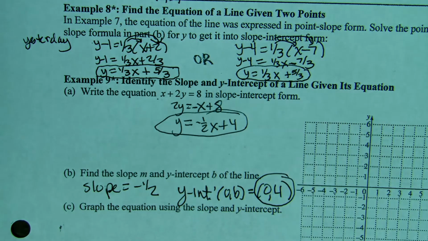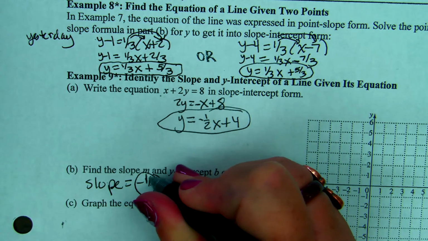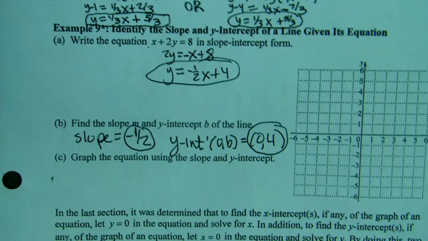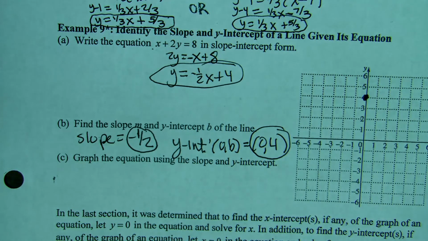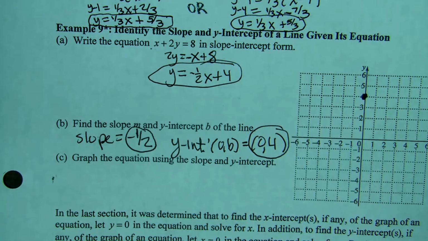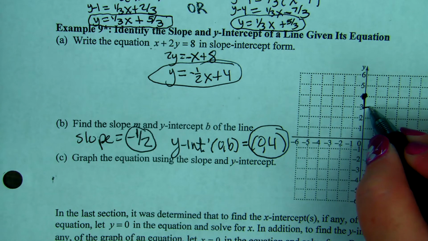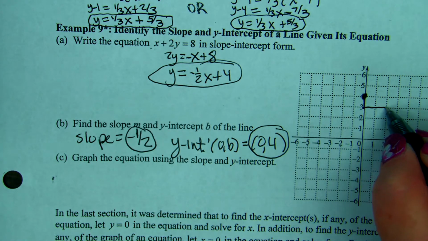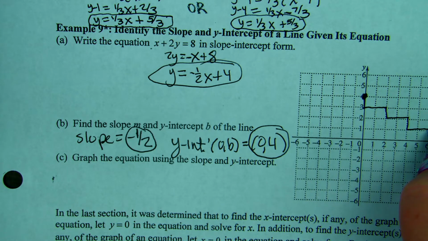Some people say that the y-intercept is 4, but we write it as an ordered pair, 0, 4. So we're going to graph it. So you go to 0, 4, the y-intercept, and the slope is negative 1/2. So how do we move on the graph? Down 1, right 2, down 1, right 2.